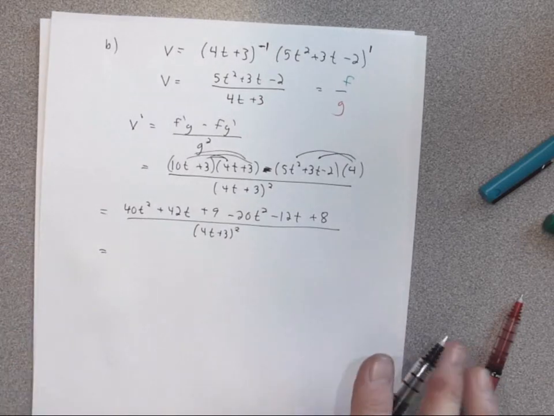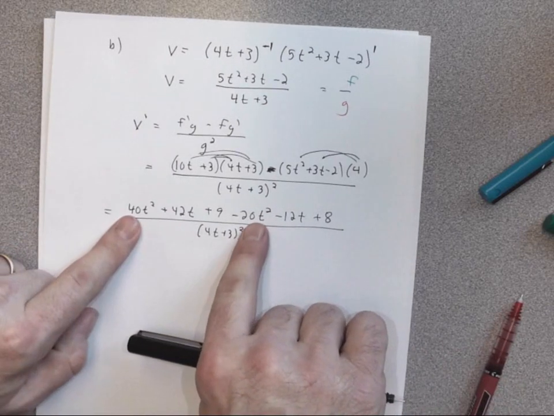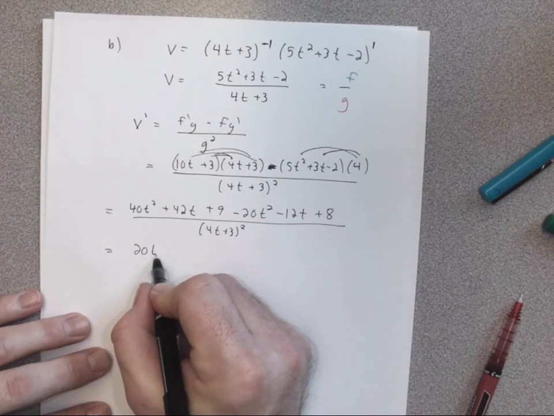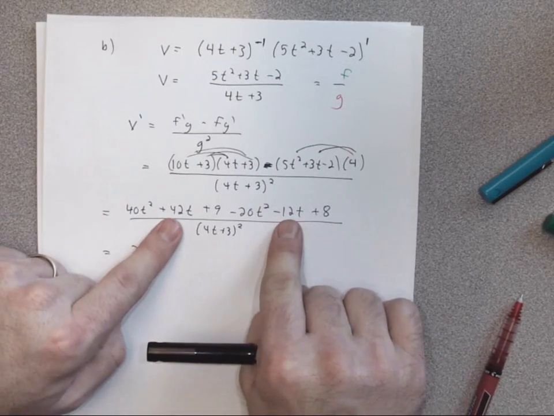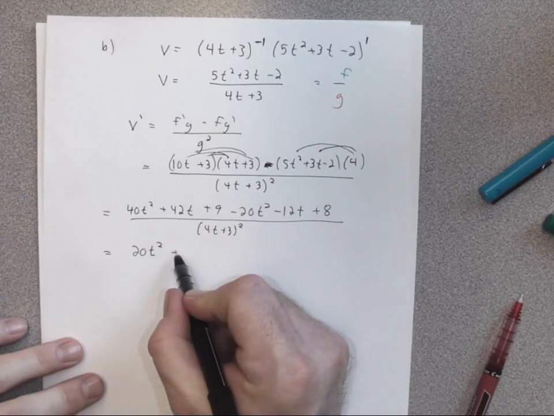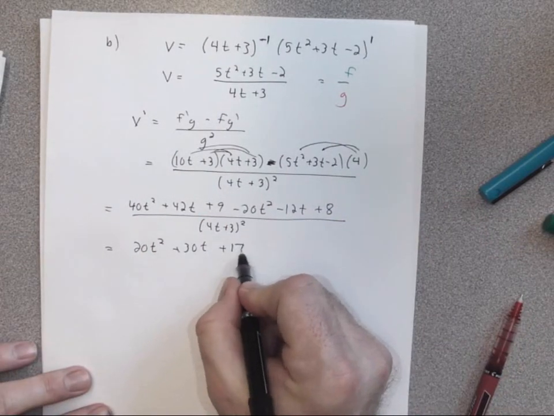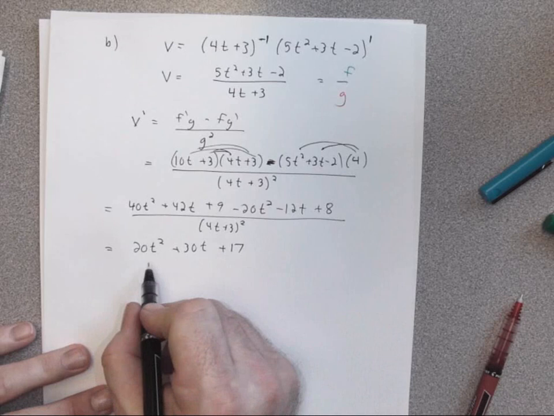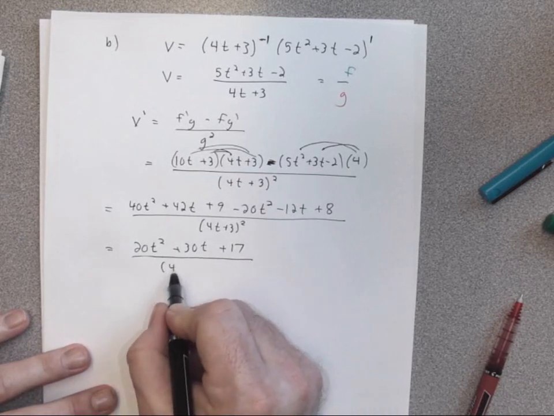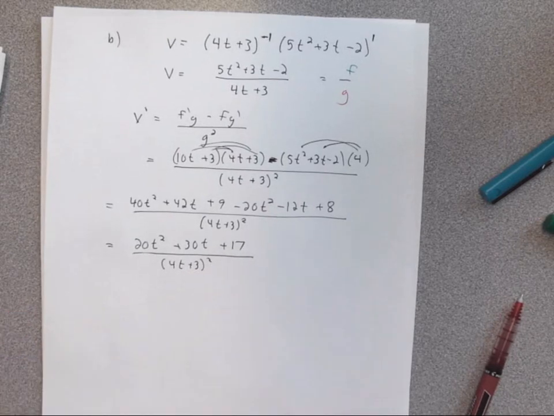Combining all these like terms, 40 minus 20 is going to be 20t squared. These are like terms, so I'm going to have 30t. Last I'm going to have plus 17, all over 4t plus 3 squared.